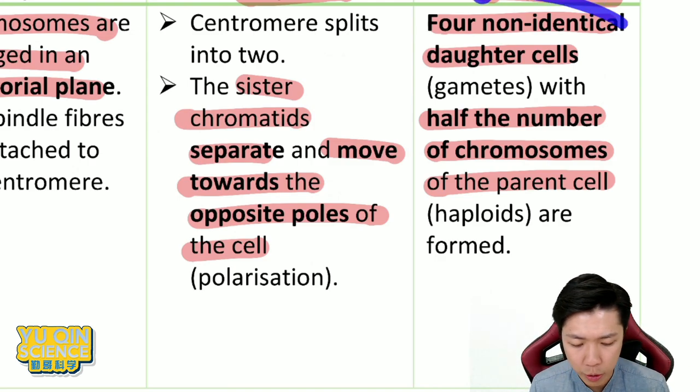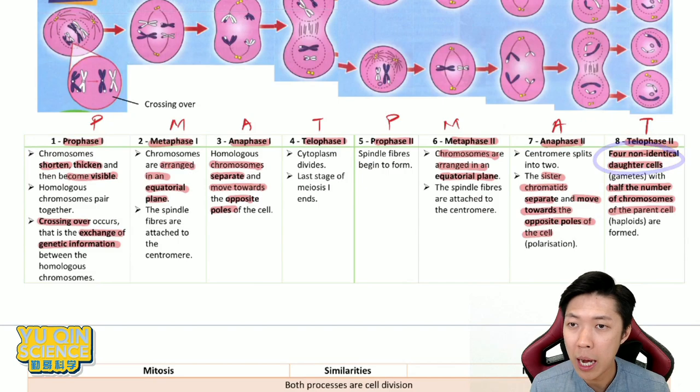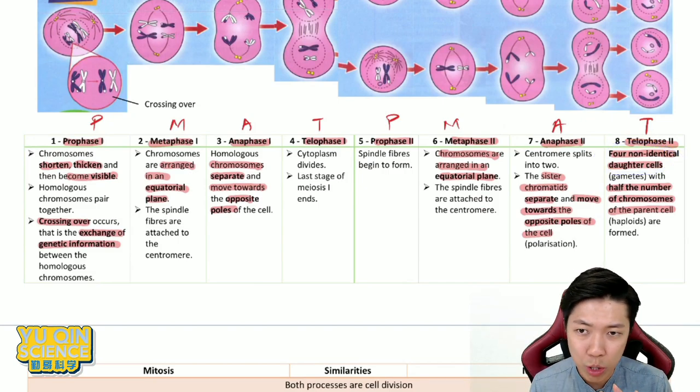And then four, that's how you distinguish. Mitosis is one parent cell to two daughter cells with the same number of chromosomes as the parent cell. It's a copy paste. Okay, yep, cool.